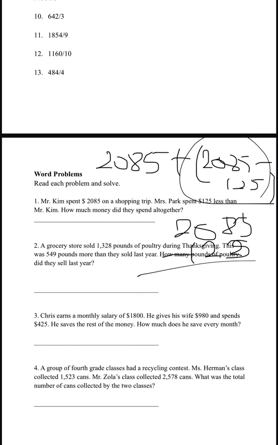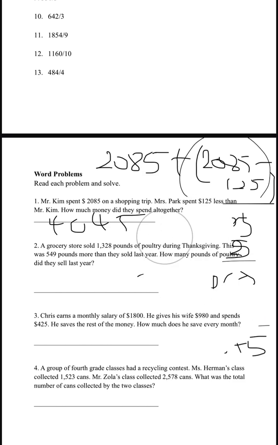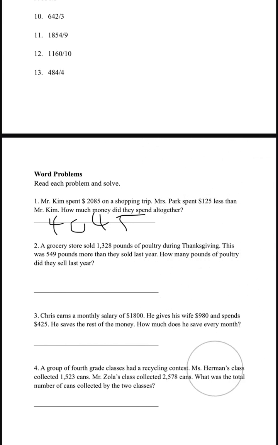And we get 5 minus 5 is 0. And 8 minus 2 is 6. And make 1, give 10. And 10 minus 1 is 9. So Mrs. Park spent $1,960. And we add 2085. We get $4,045 they spent.